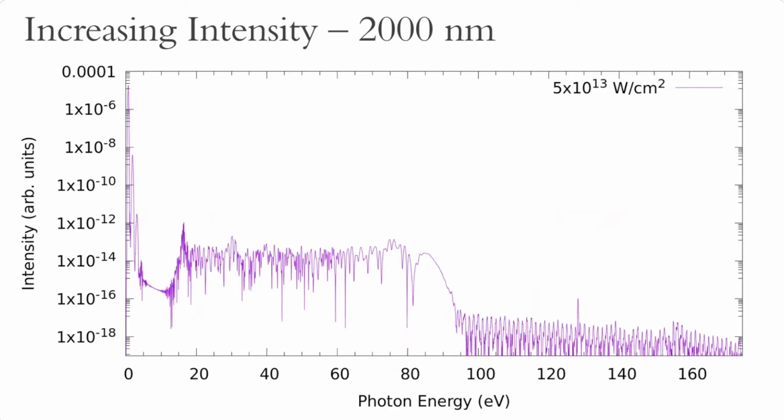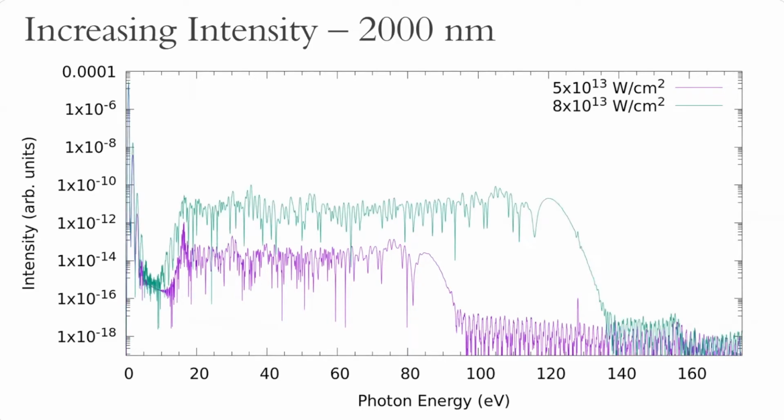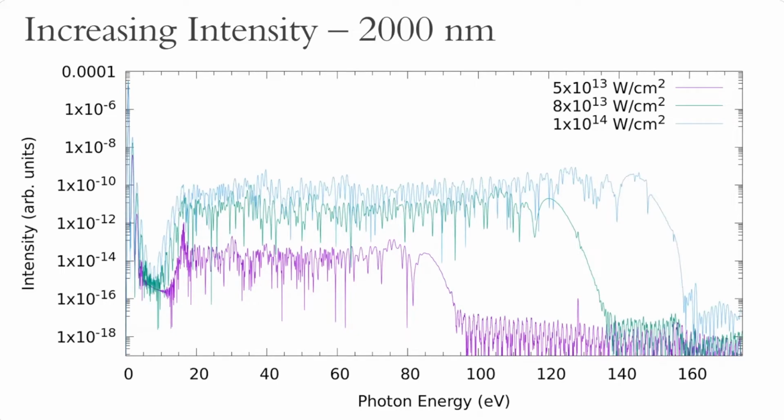The first thing that we did is we started increasing the intensity, starting with 5 times 10 to the 13 watts per centimeter squared, and then up to 8 times 10 to the 13, and 1 times 10 to the 14. Again, this is for the peak intensity of a 6-cycle laser pulse. As you see here, we see approximately a linear increase in the cutoff from increasing the intensity, which is exactly what we would be led to expect from the equation for the cutoff that we saw previously. You'll also notice an increase in intensity on our vertical axis, which is also to be expected as we increase the intensity of the laser pulse.